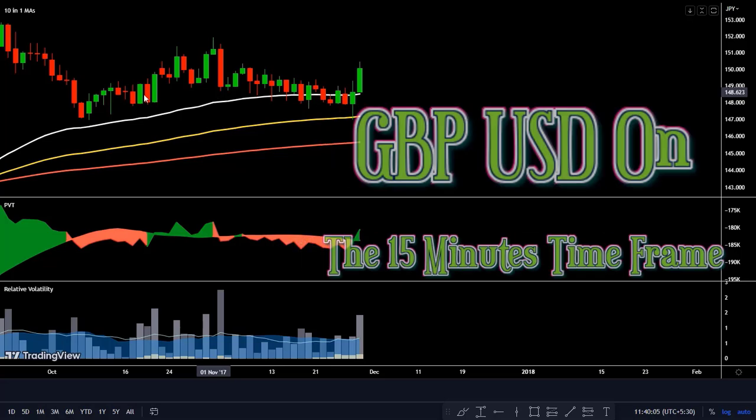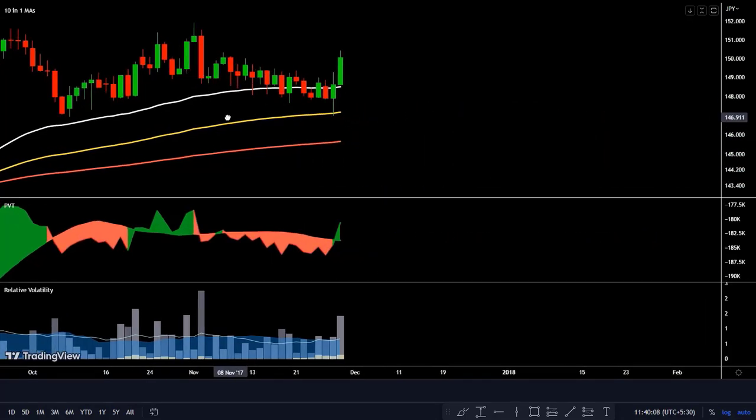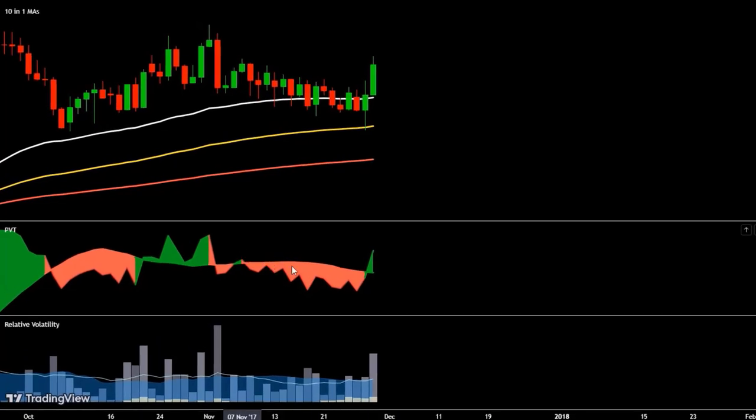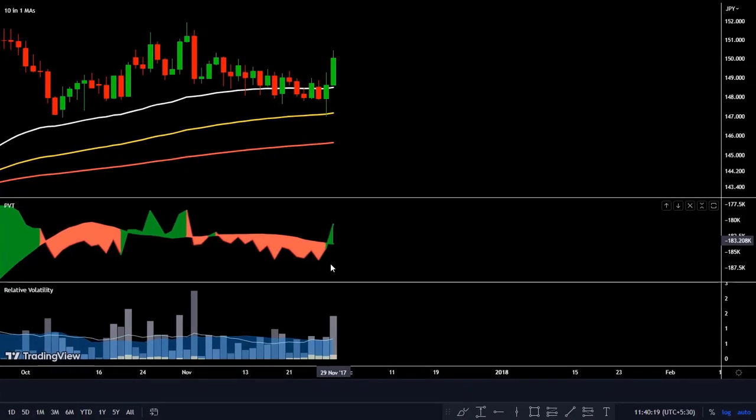We are currently looking at GBP USD on the 15 minute time frame. Firstly, we can see that the price is trading above all of the EMAs, indicating that both the short-term and the long-term trends are bullish. If we take a look at the PVT indicator, we can see that the sellers briefly outpace the buyers. However, after a few candlesticks, the buyers outpace the sellers again, showing us that there is buying pressure in the market. We also see that this aligns with the price pulling back to the 50-period EMA before bouncing off it.